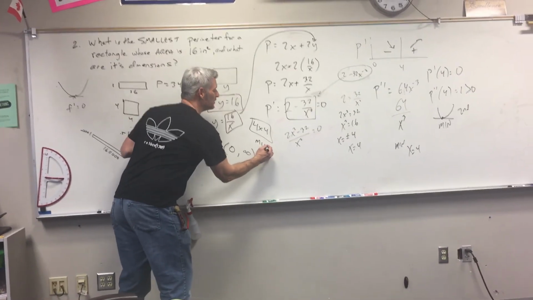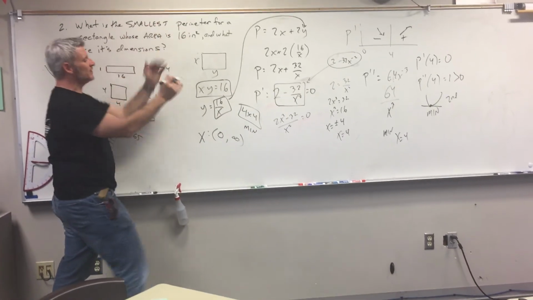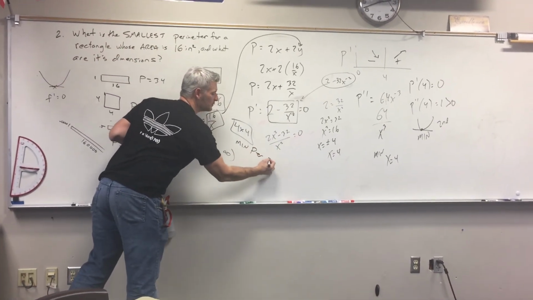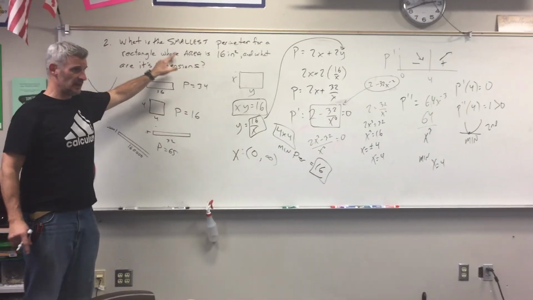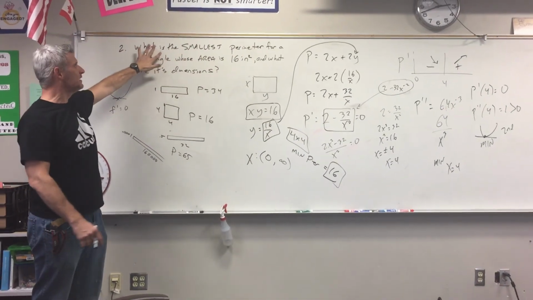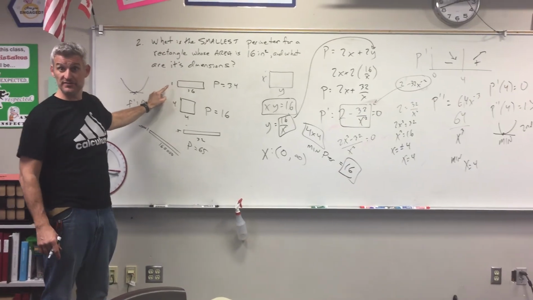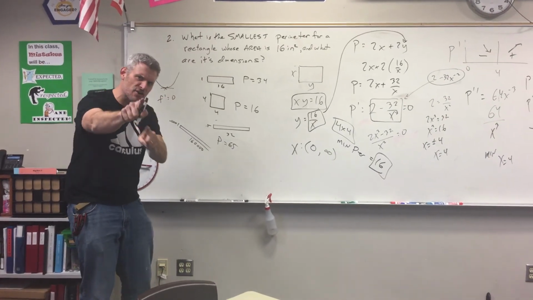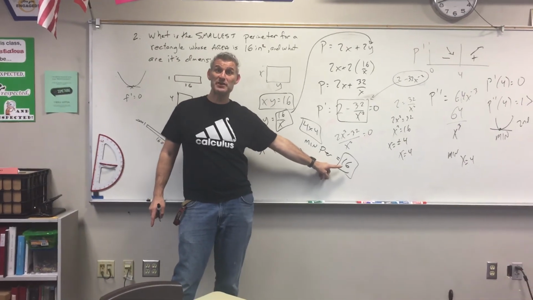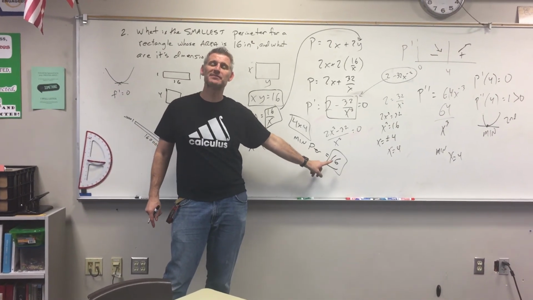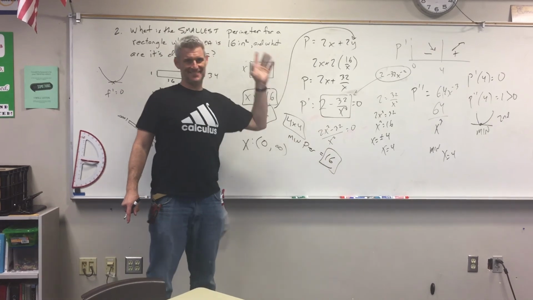My minimum perimeter possible is 16. And I'm going to tell you, out of every single possible rectangle that has an area of 16, you will never find one that has a perimeter less than 16. Never. And we just proved it using optimization techniques.